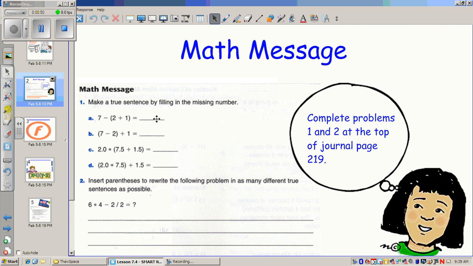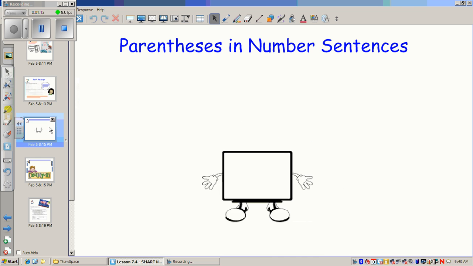Complete problems 1 and 2 at the top, and I would like you to try number 2 also. It says insert parentheses to rewrite the following problem in as many different true sentences as possible. Meaning, what other answers can you get if you put the parentheses in different places? Try to get a couple, 2 or 3. That would be great. Okay, let's keep moving.